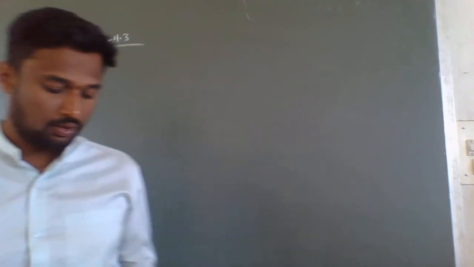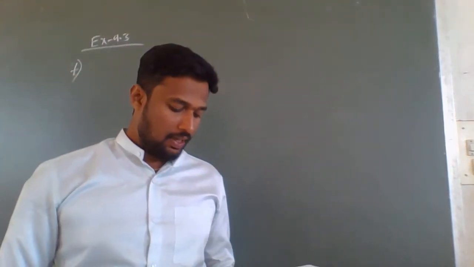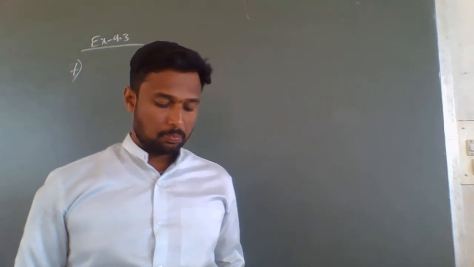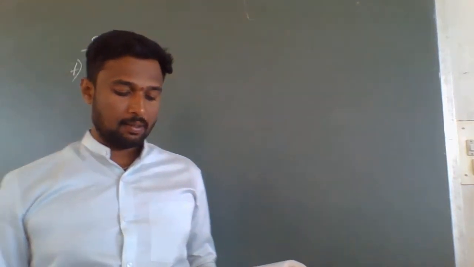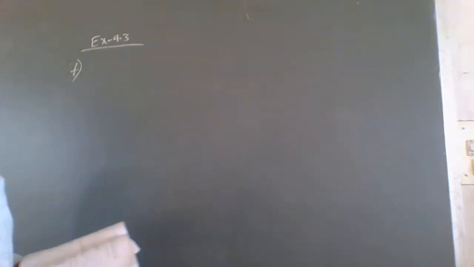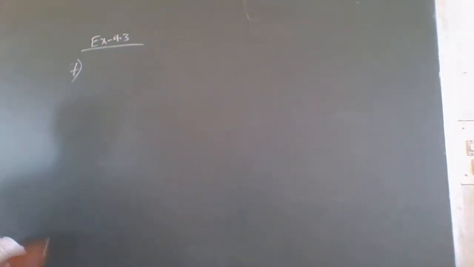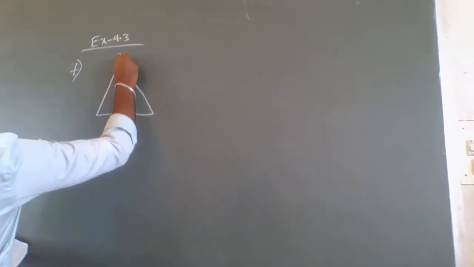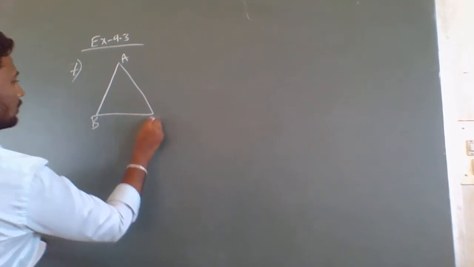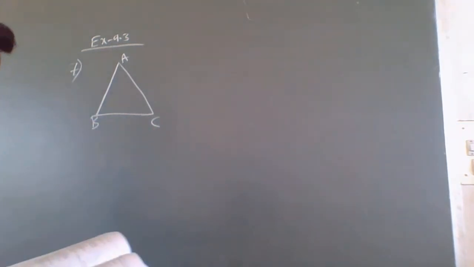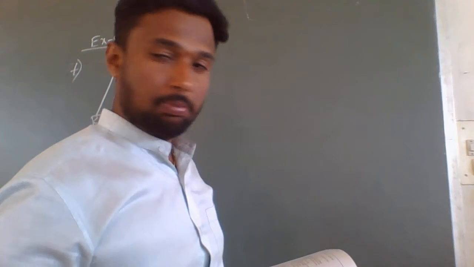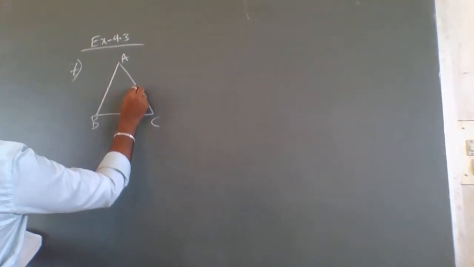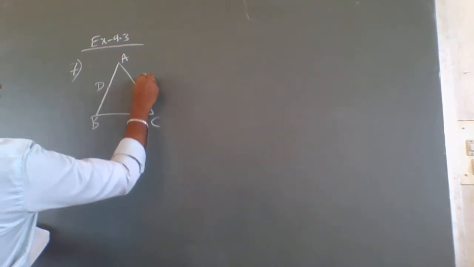So here they have given in seventh problem, D and E are points on the sides AB and AC respectively of triangle ABC. So first we will consider one triangle ABC. This is the triangle ABC, and here they have given D and E are points on AB and AC. So here D is on AB and E is on AC.